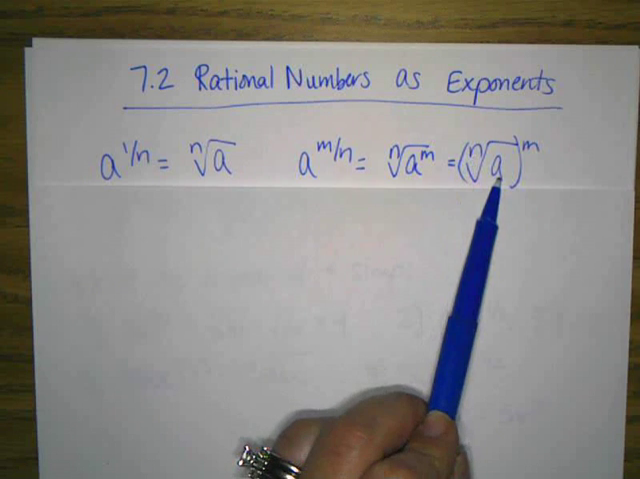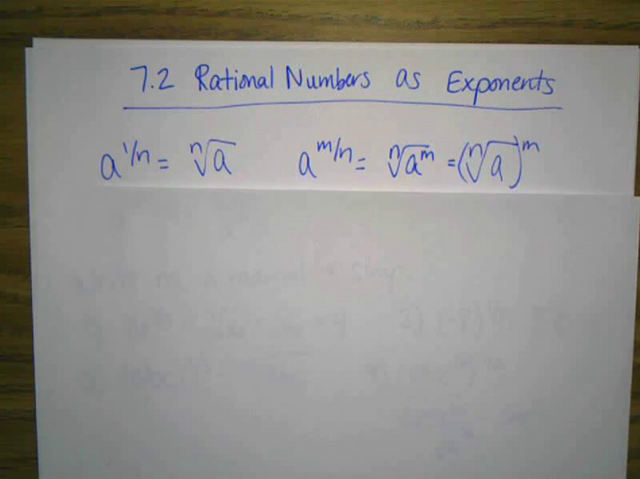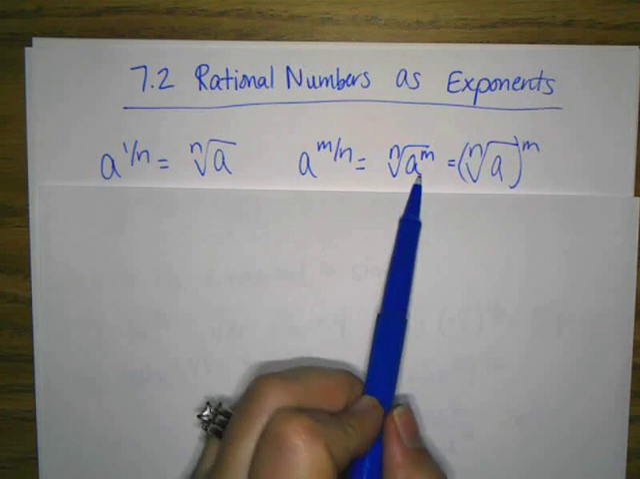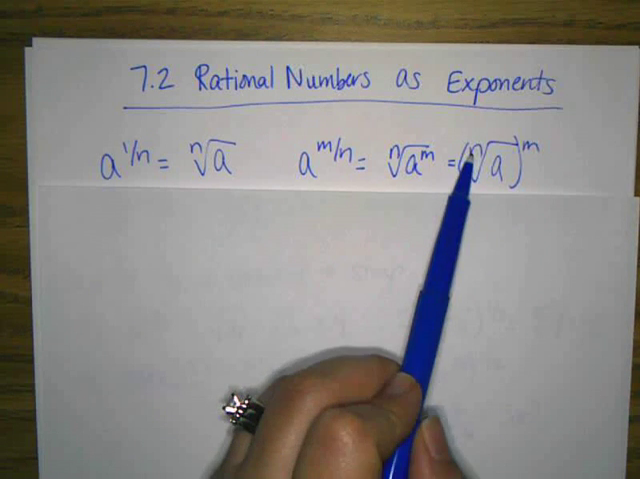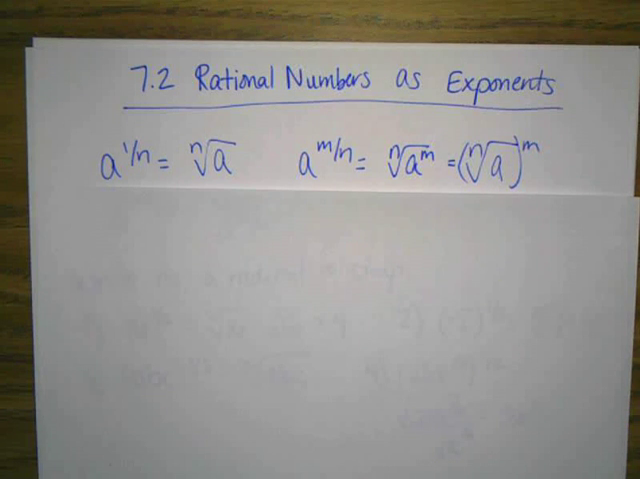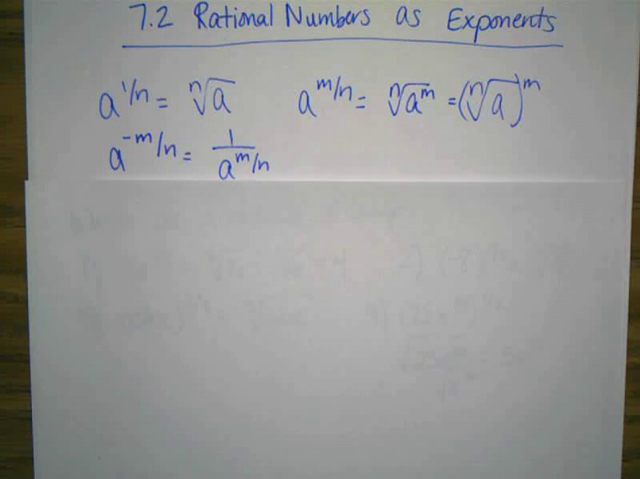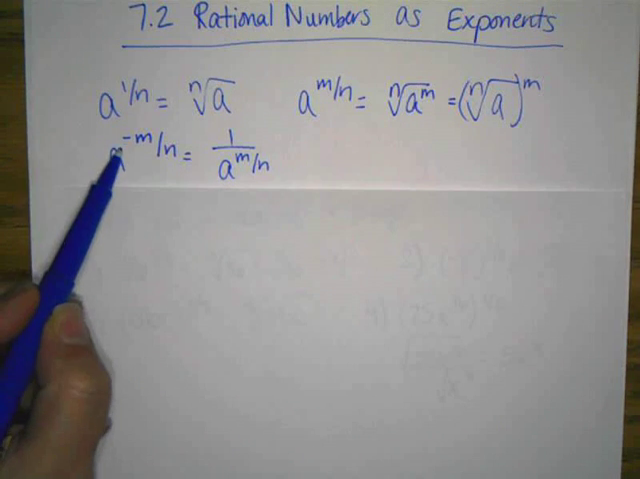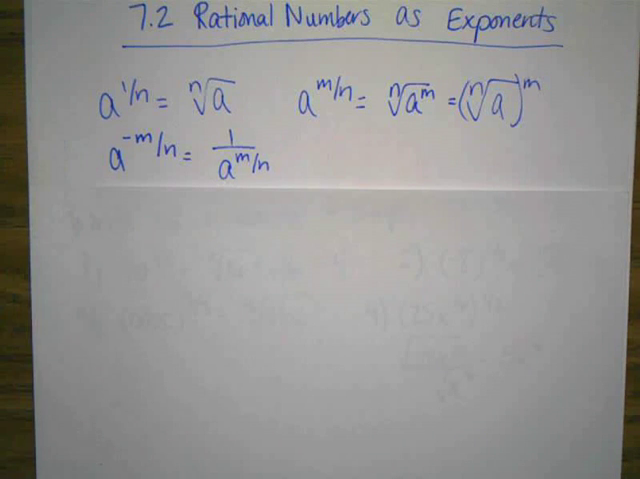You can write it nth root of a all to the m power or the nth root of a to the m. So you just have to look at your numbers and decide, is it easier to raise the number to the power first and then take the root, or is it easier to take the root and make it smaller and then raise it to the power? And so we'll practice that a little bit today as well. The last one, and you already know this, when you have a negative exponent, you just move it under the fraction bar and it becomes a denominator. So make sure you please take a moment to get these rules written down in your notes.